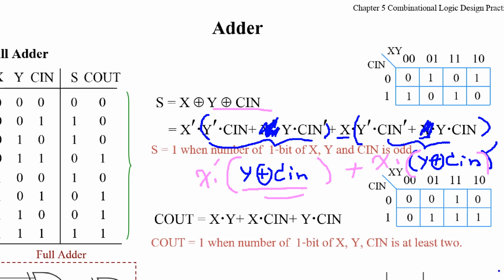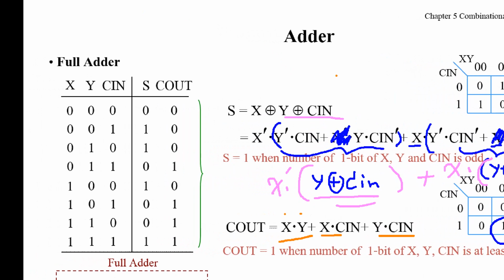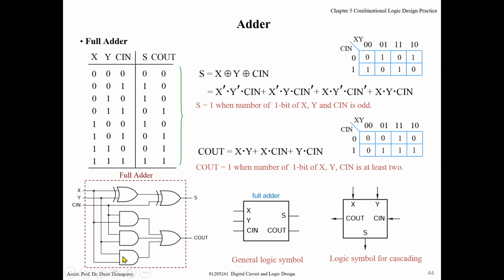And the carry out is easy. For the carry out, you can find it by using a K-map of this, and you get these three terms. So it makes sense, right? Because the carry out will be 1 if two of the inputs are 1. After that, we just write down the circuit again, following these equations.